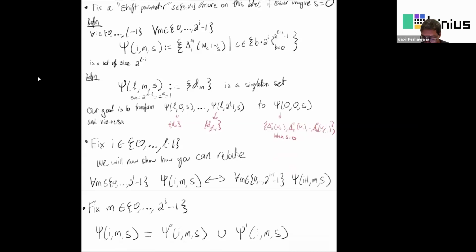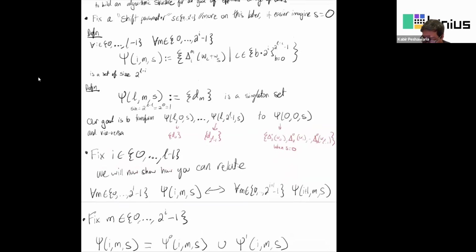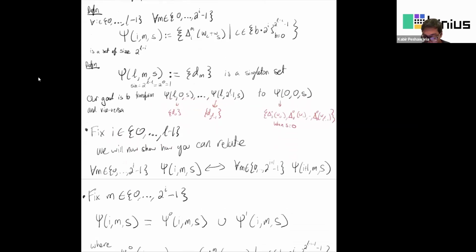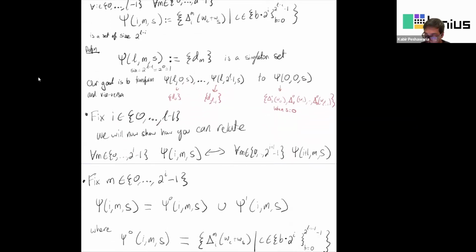Great. So let's fix a parameter I. We're going to talk about how you can go from this to this in steps. Let's fix a parameter I, okay? We'll also fix an M. And we'll now show how you can relate psi of I M to psi of I plus 1.